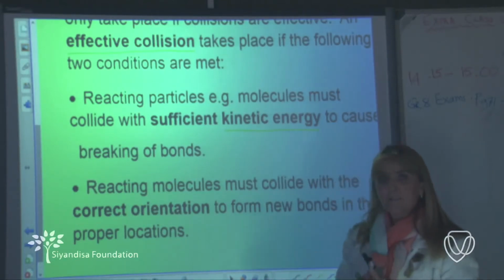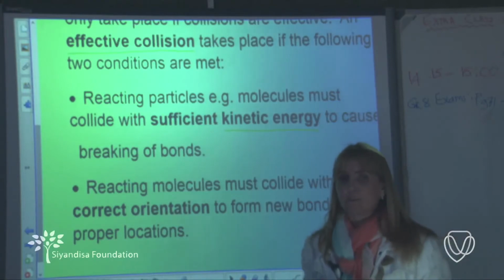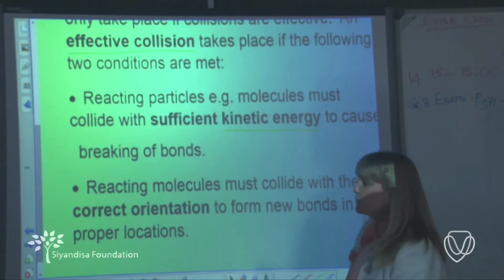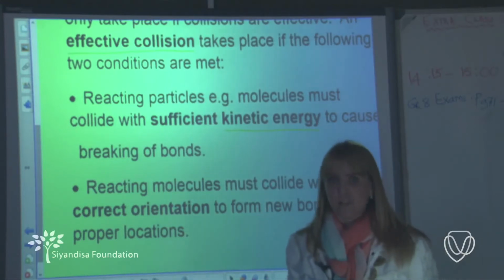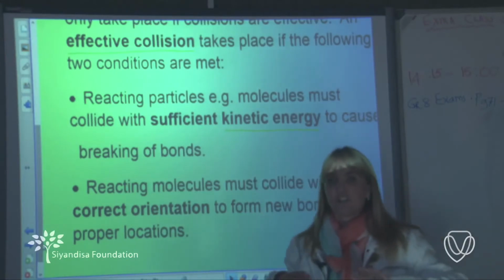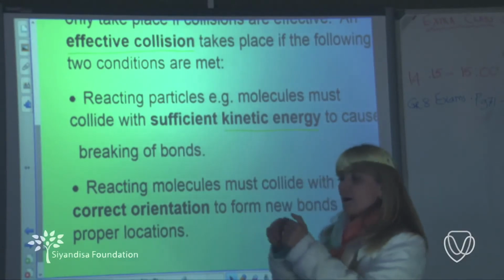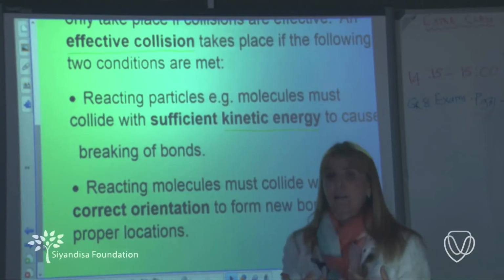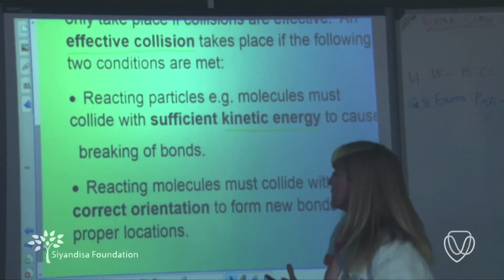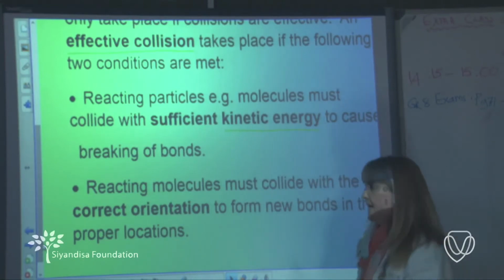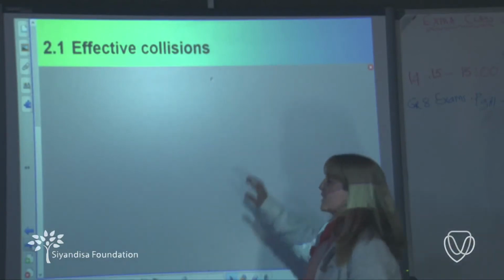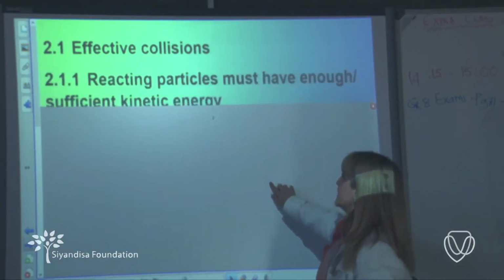So when two particles collide, they have to collide with sufficient kinetic energy. Secondly, the molecules have to collide with the correct orientation. Orientation is simply a fancy word for positioning. So when those two particles collide, they have to collide positioned correctly relative to each other, and that will then give us correct orientation. So let us look at those two factors now in a little bit more detail.